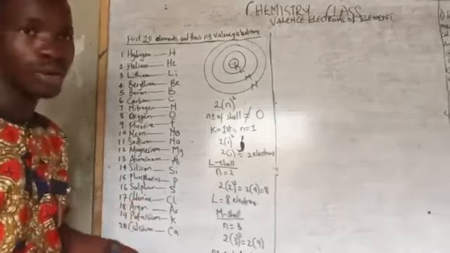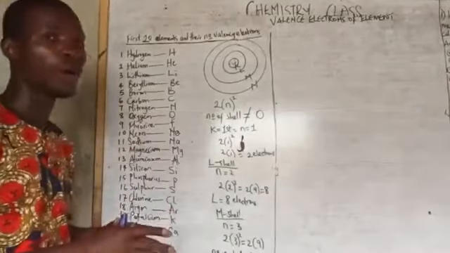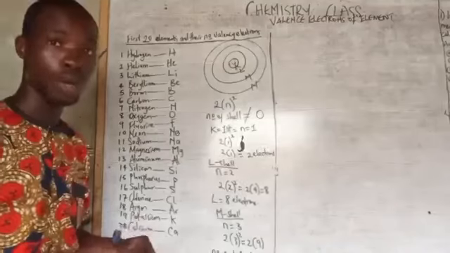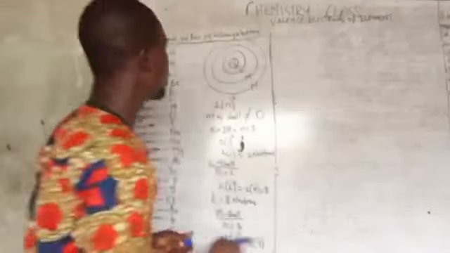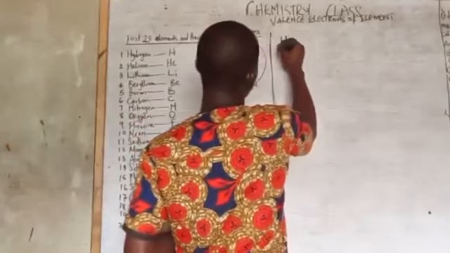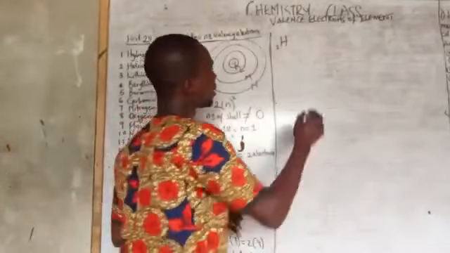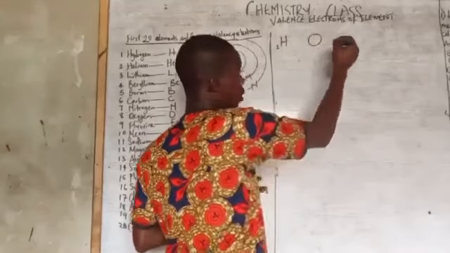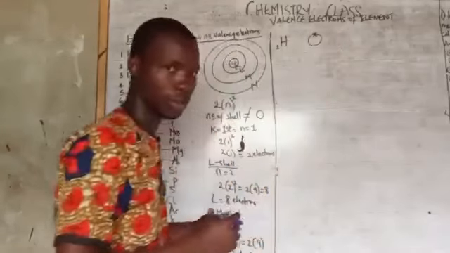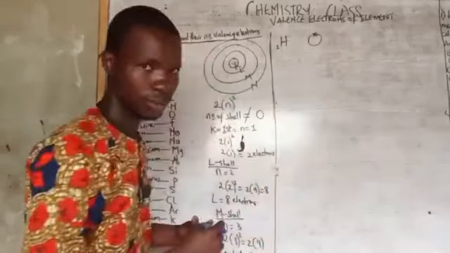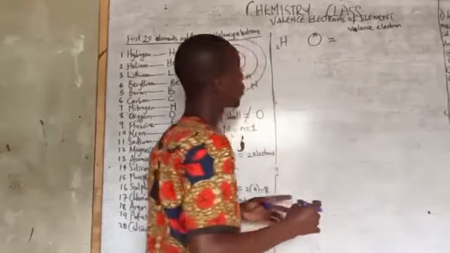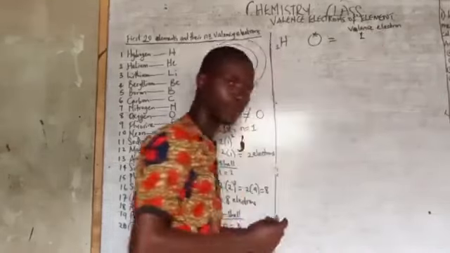Now, let us figure out the configuration of these elements using the shell principle. Good. Hydrogen has 1 electron, and the first shell, which is K, will occupy just 1 electron. So, the valence electron of hydrogen is 1.